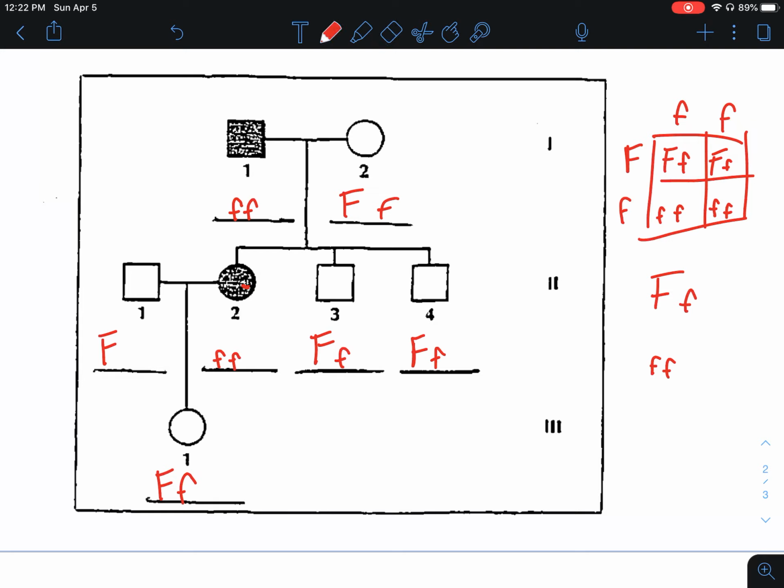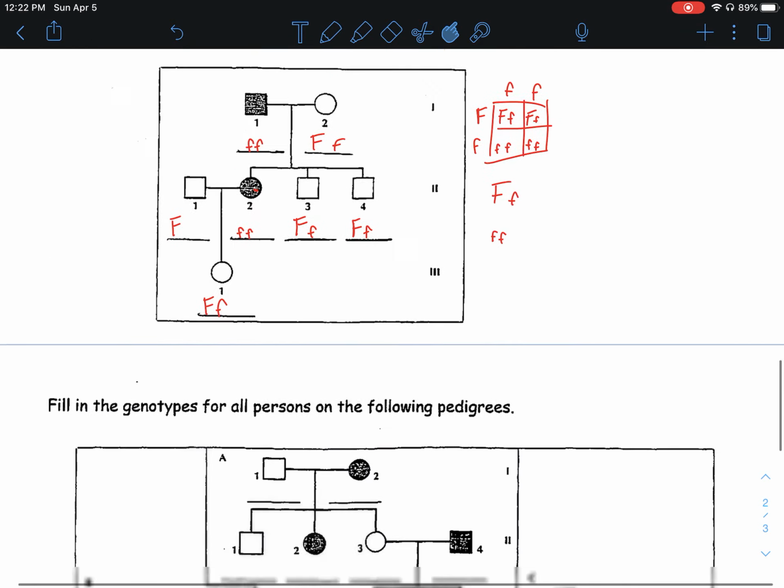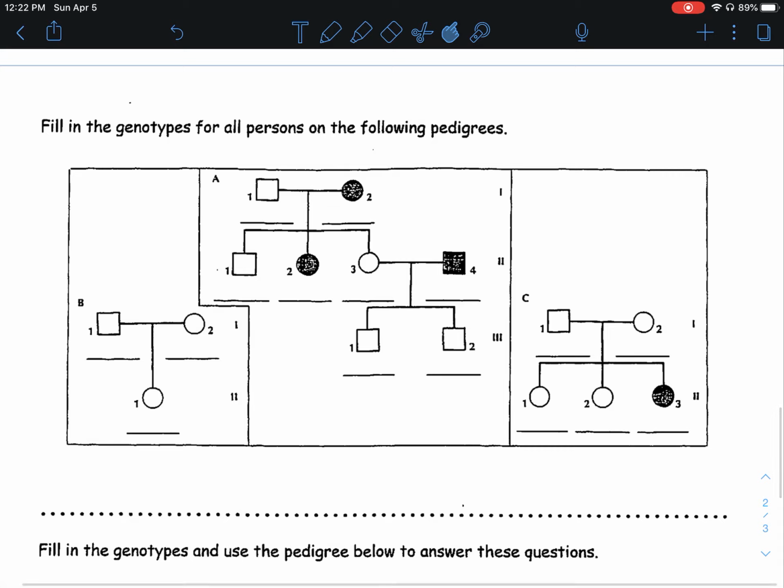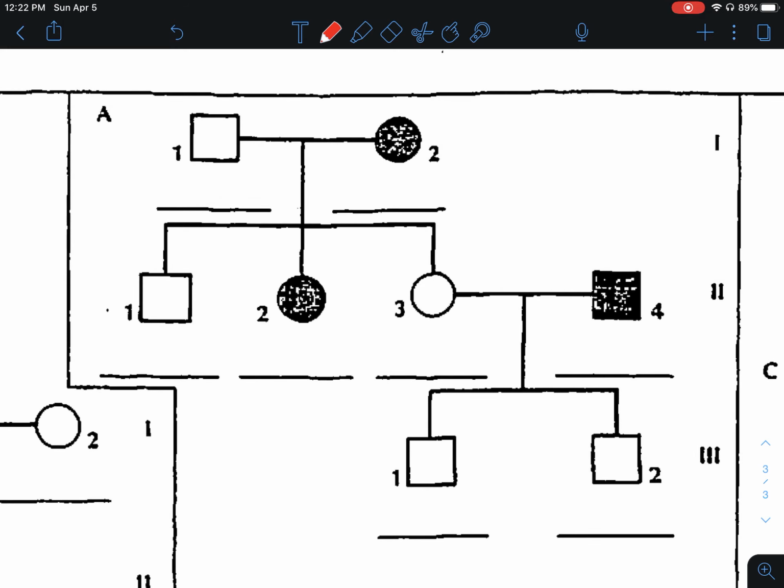But we can't tell for certain if the male is double homozygous, so homozygous dominant, or if they're a heterozygote. We don't know that for certain. We'd have to see more offspring and see if they're able to produce one that is shaded in. Okay. All right, so down here then they want you to fill in the genotypes for all persons with these following pedigrees. Okay, so do the easy ones first.